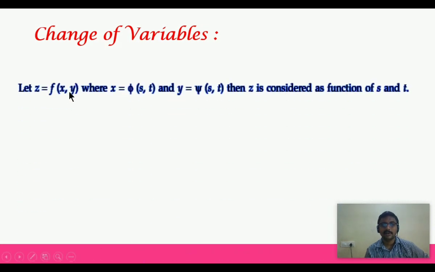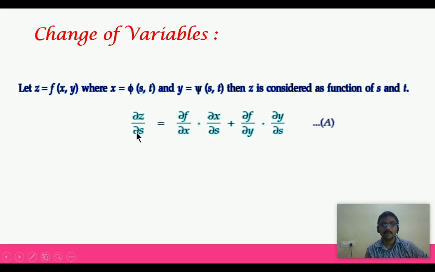suppose z is a function of two independent variables x, y, where x is phi of s, t and y is psi of s, t. That means x, y are in terms of s comma t. Then z is considered as a function of s and t. So by composite function, we will have z in terms of s comma t.